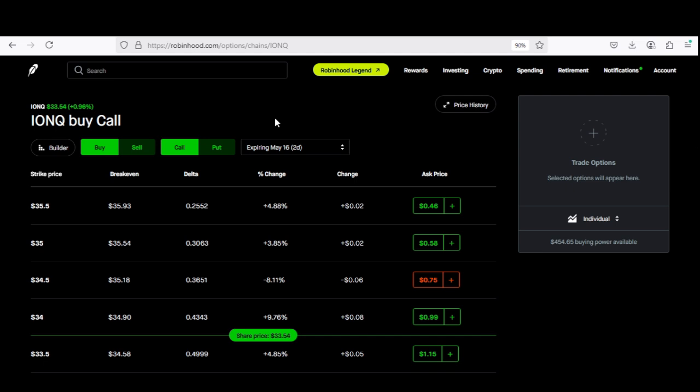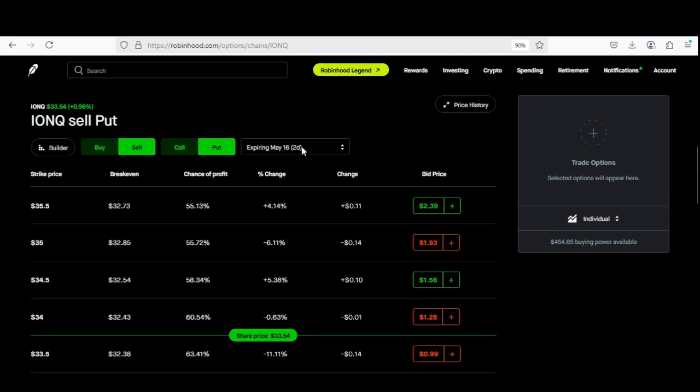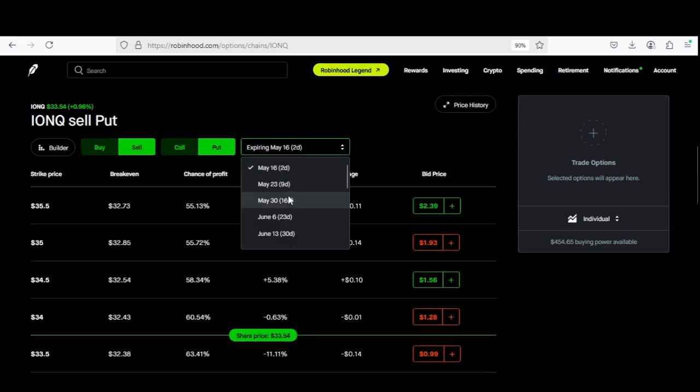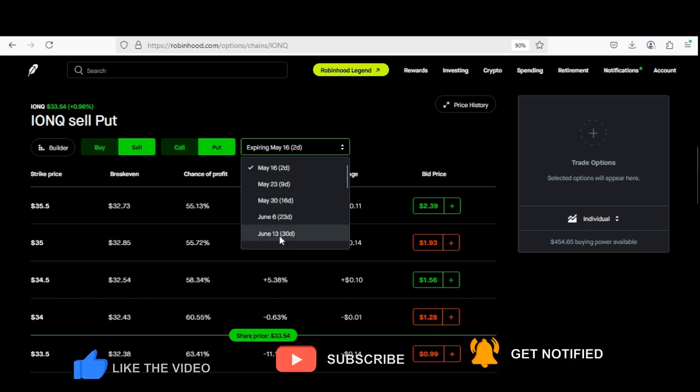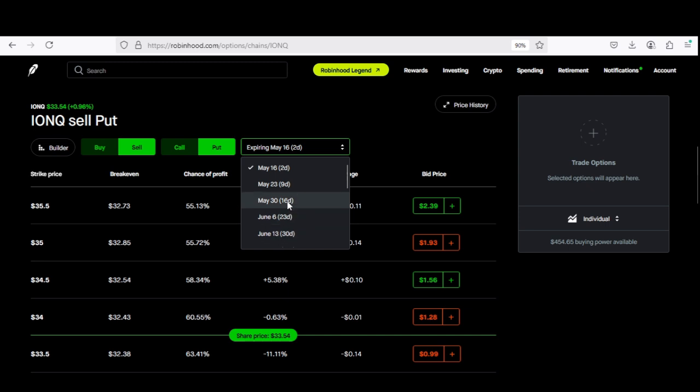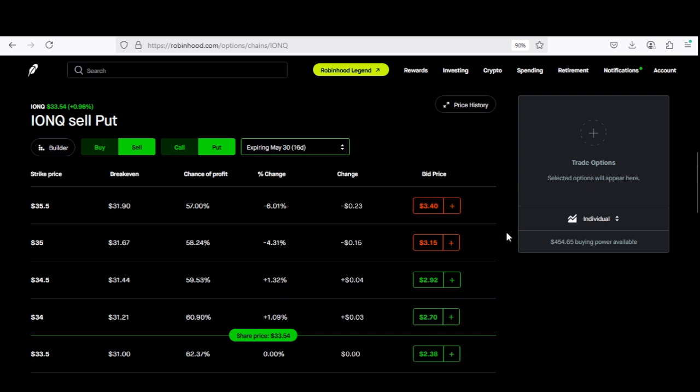So based on the information I just showed you, me trading IONQ right now, this is what I would do personally. I'm going to go to sell, I'm going to go to put, and I'm going to go to May 30th, which gives us 16 days. For the price of this stock, I'm only going to do bi-weeklies or monthlies. Bi-weeklies is choosing your expiration date around 2 weeks out, and monthlies is choosing your expiration date around 30 days out. So we're going to do bi-weeklies for this video.